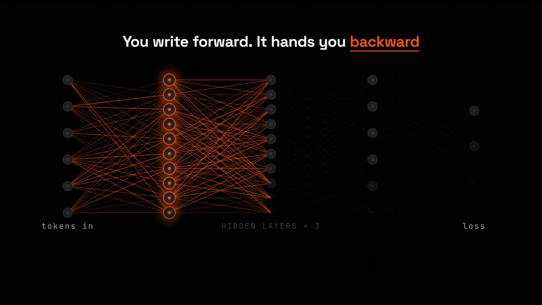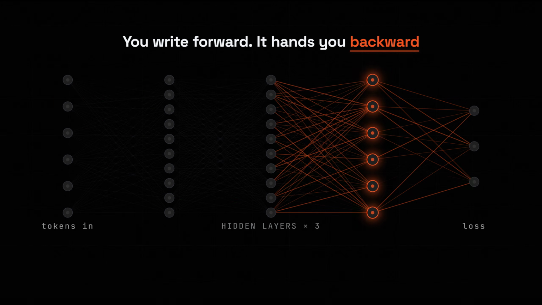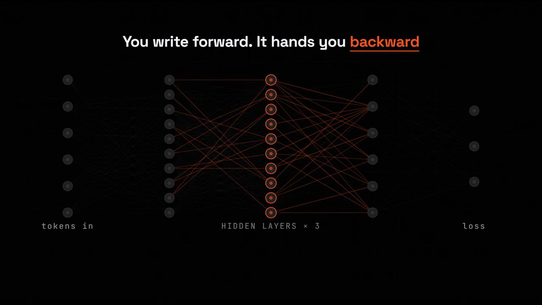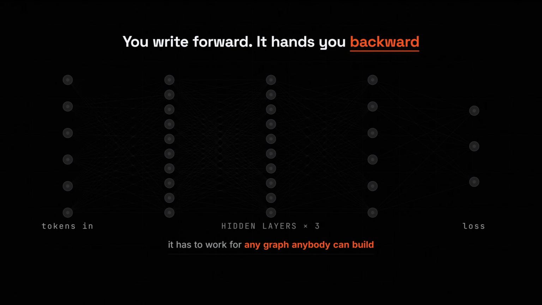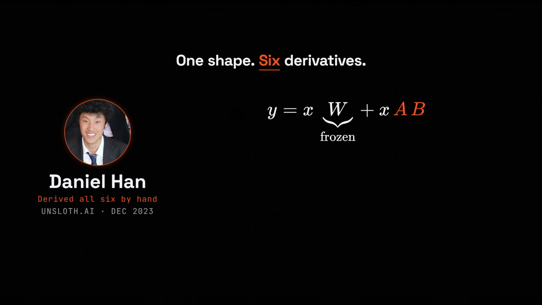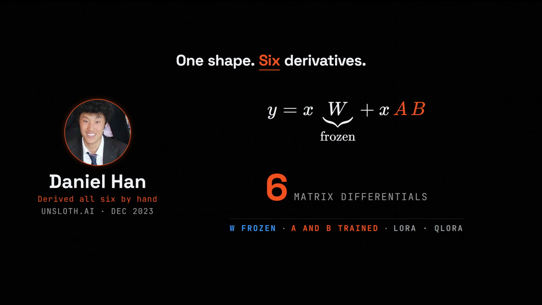Autograd is one of the great pieces of software engineering. You write the forward pass, and it hands you the backward pass for free. It has to work for any graph anybody can build, so it is not allowed to assume anything about yours. Hahn's bet was that for one specific shape, a frozen weight matrix with a small trainable adapter bolted onto it, you can beat that by hand. In that shape, the attention block needs 6 matrix derivatives, and he sat down and worked out all 6.